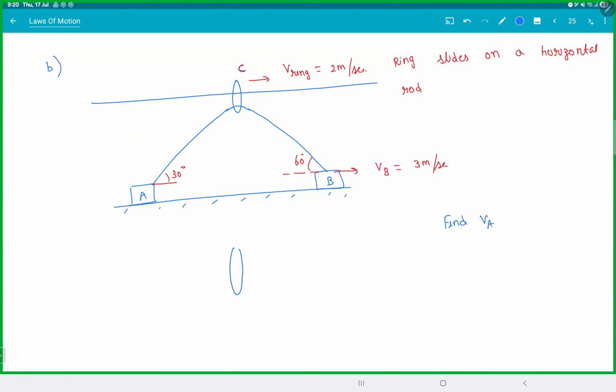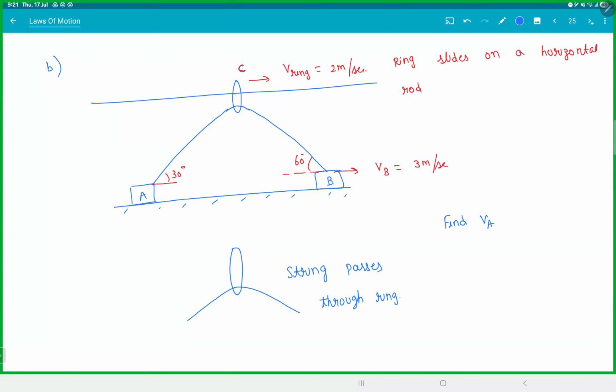So if I draw the picture here, this is how it looks. The ring passes through it, it is not tied to it, okay? The string is passing through the ring, so it can freely slide. Meaning, think of it like this. If you're looking into my screen, this is the ring and this is the wire. So this wire can move like this. Are you getting it?